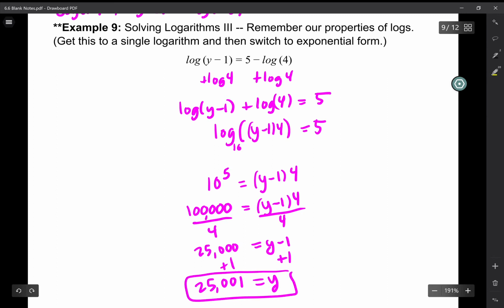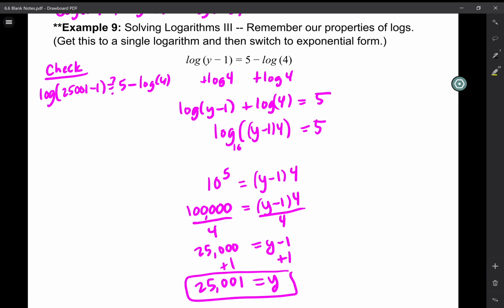Let's check our answers. Do it over here. If we take log of 25,001 minus 1, is that equal to 5 minus log 4? Let's use our calculators to get some approximations to check this. So let's take the log of 25,000, which gives me about 4.398. Is this equal to 5 minus log 4, which is about equal to 4.398? So check, we got the correct answer on that one.